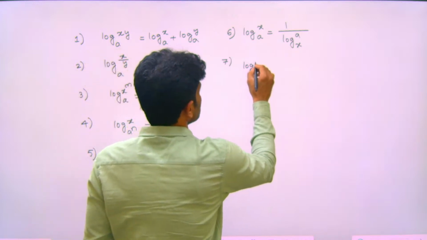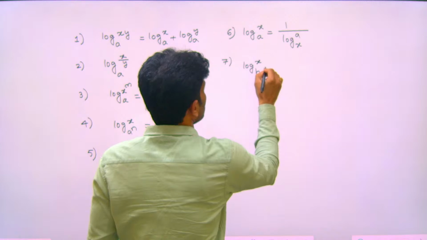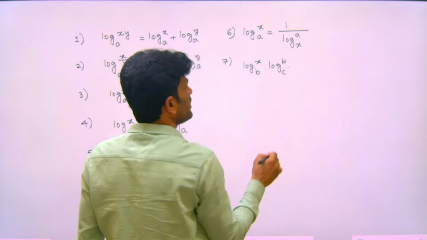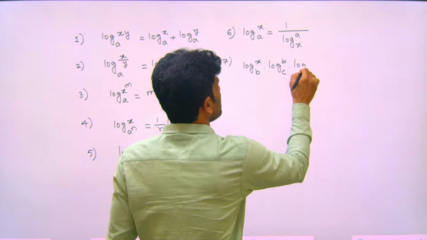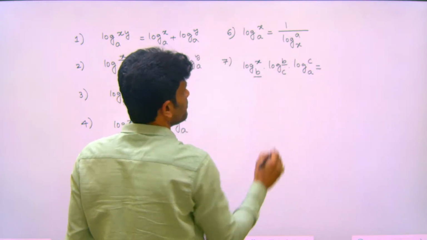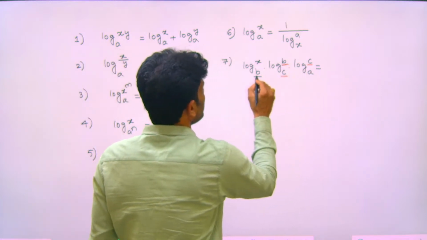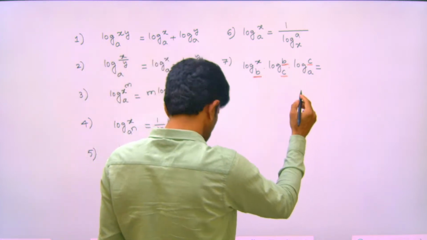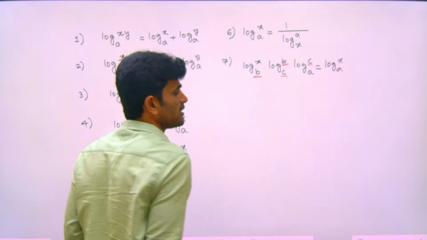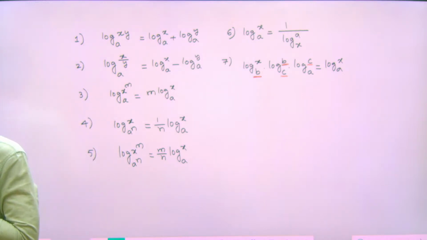And one more. Suppose you have log x to the base b into log b to the base c into log c to the base a is equal to, see here, these two are the same. Again, these two are the same. So when you have the same, this can be written as log x to the base a as the result. Hope you understood up to here.